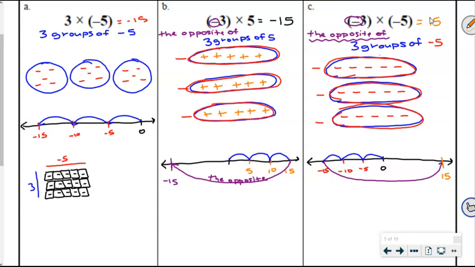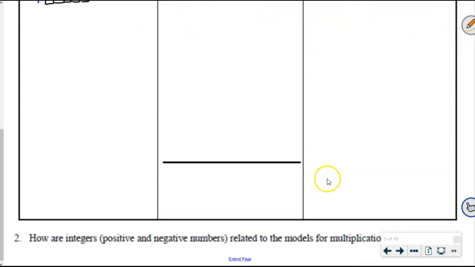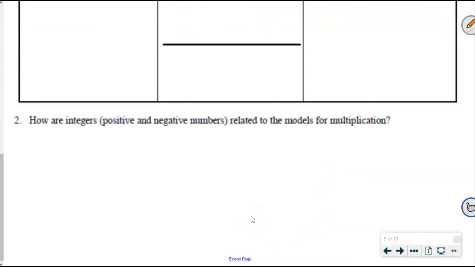Starting tomorrow, we're going to notice some patterns as we go through this. We're going to see some rules. But we're not quite ready for those rules yet, and so we need to just make sure that we are modeling all of these with number lines.